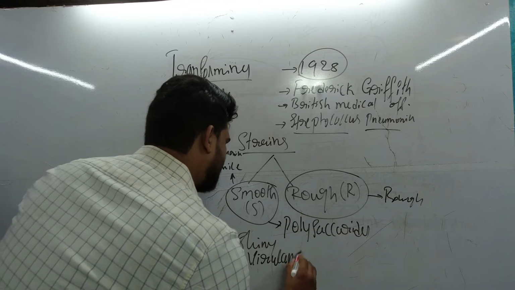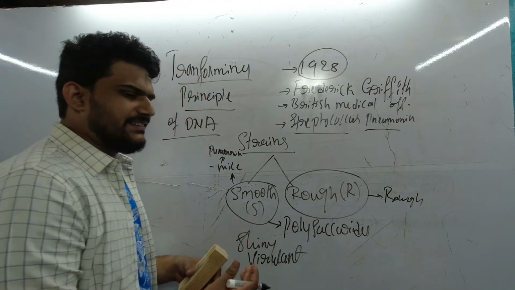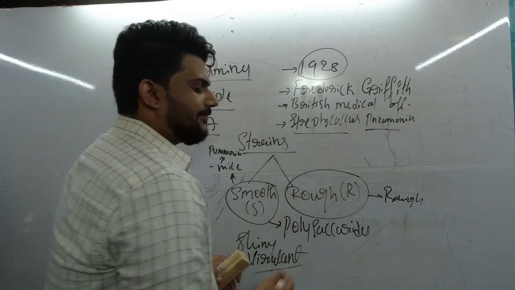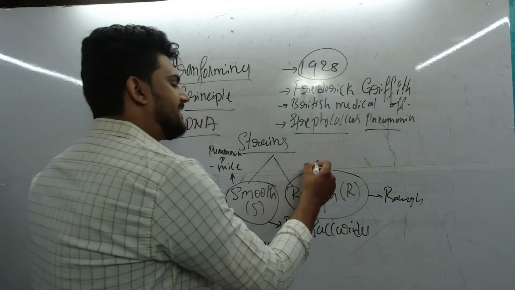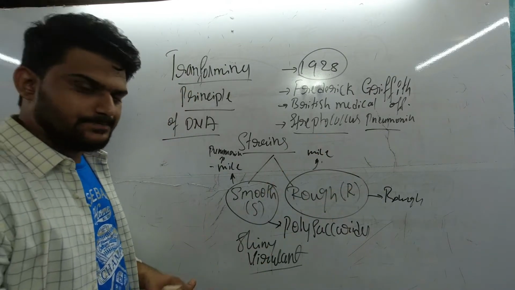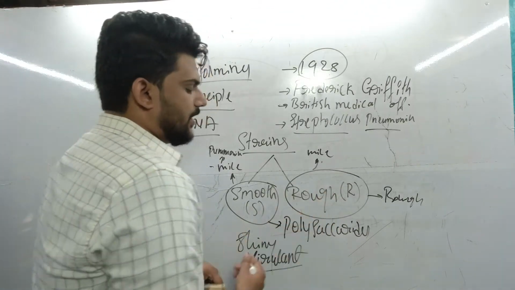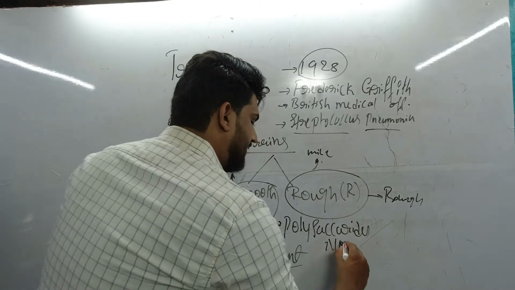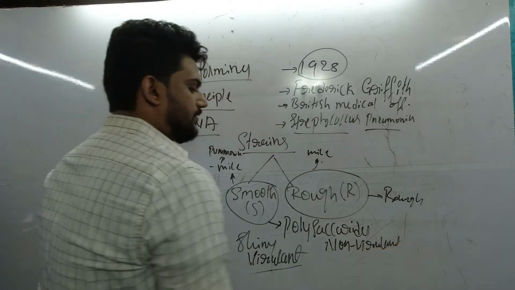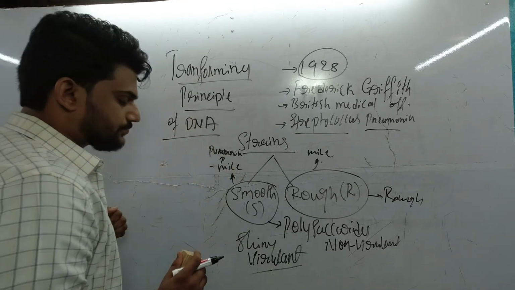Virulent means which causes a disease, not necessarily a viral disease, but a disease. That is virulent. Then the rough strain: at the same time he injected it into mice, but it did not cause any disease. That's why he named it the non-virulent type, which doesn't cause any disease.